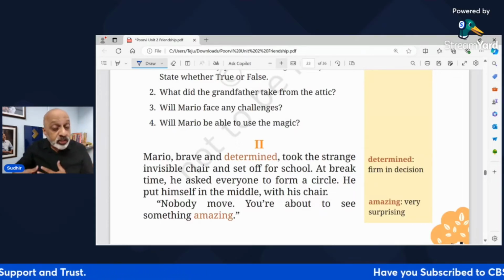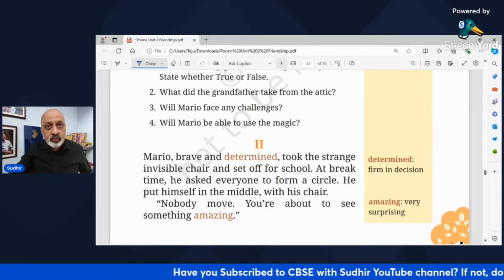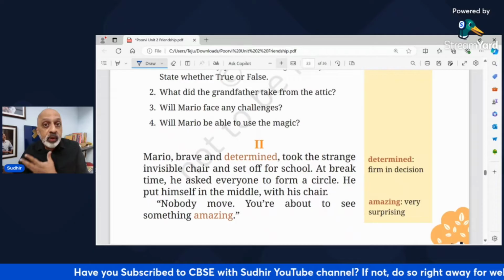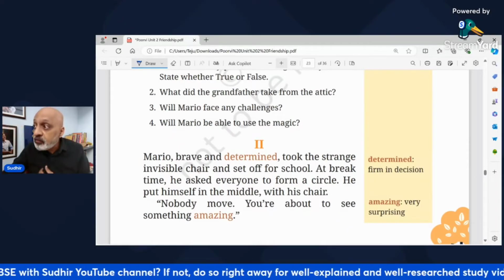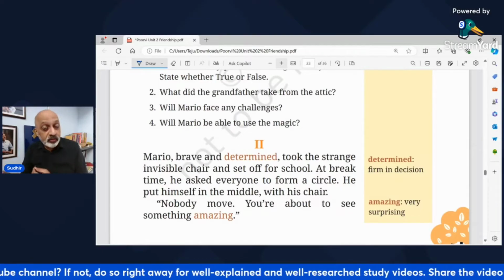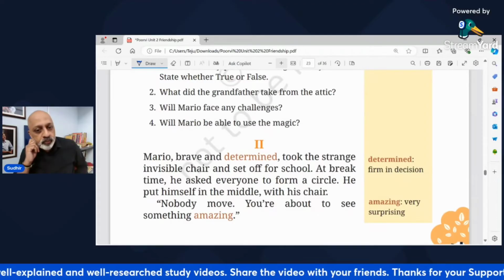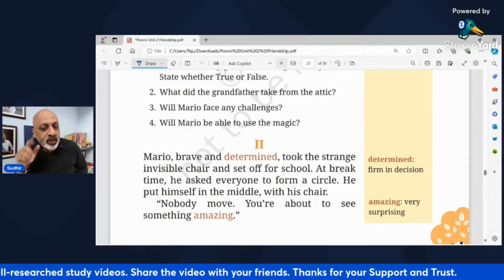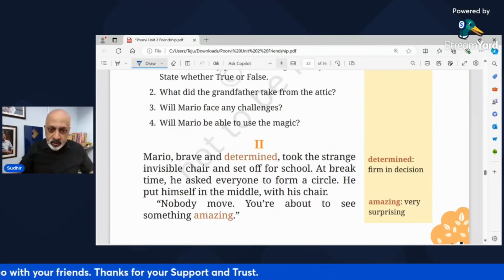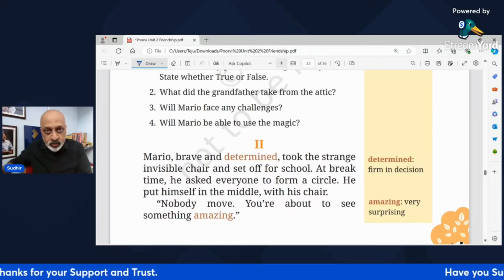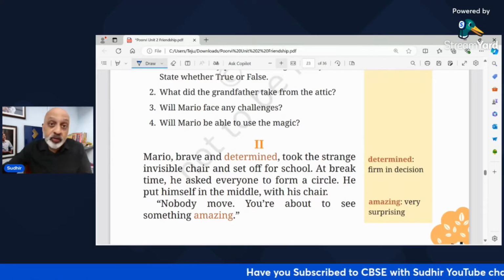He took the strange invisible chair. Why is it strange? Because the chair is invisible. A chair is meant to be a visible object that you can see with your eyes. But in this case, it is an invisible object and therefore it is strange. It's a strange thing. And he set off for school. At break time, that is during the lunch break, he asked everyone to form a circle. He put himself in the middle with his chair. So he put the chair in between, in the middle, which neither he could see nor his friends could see.